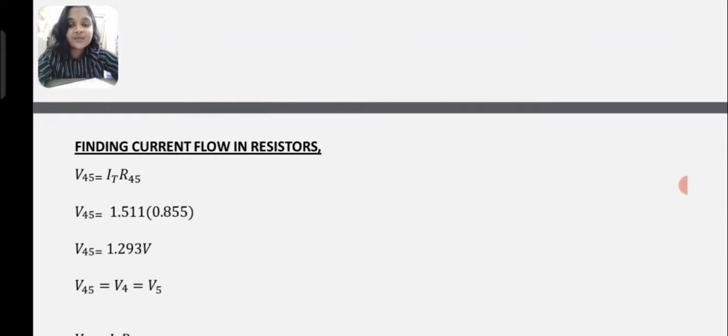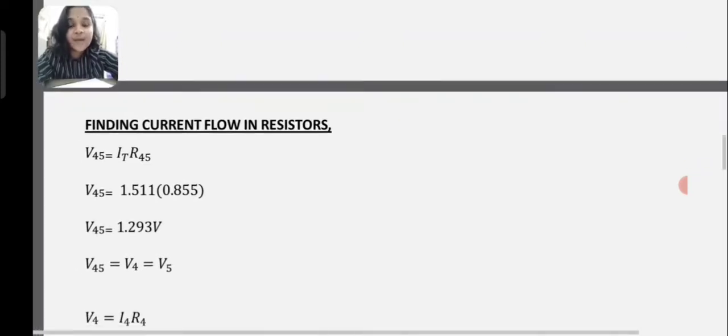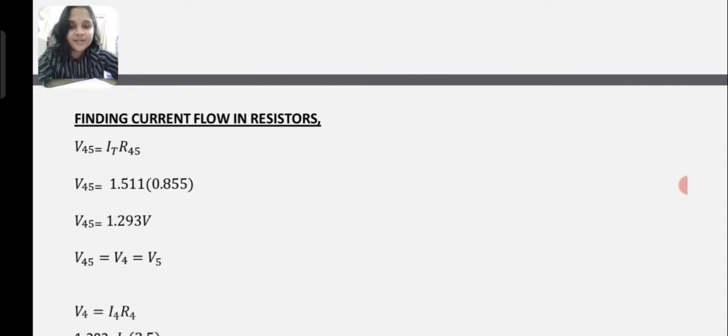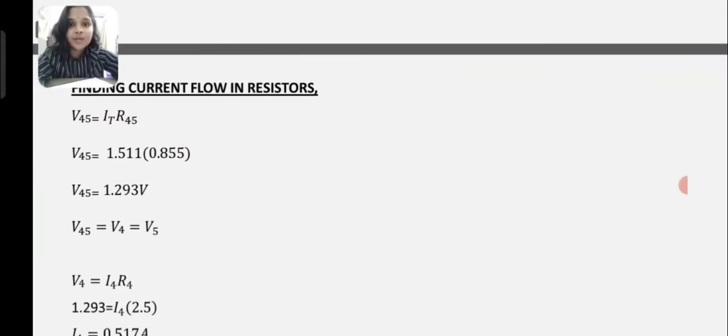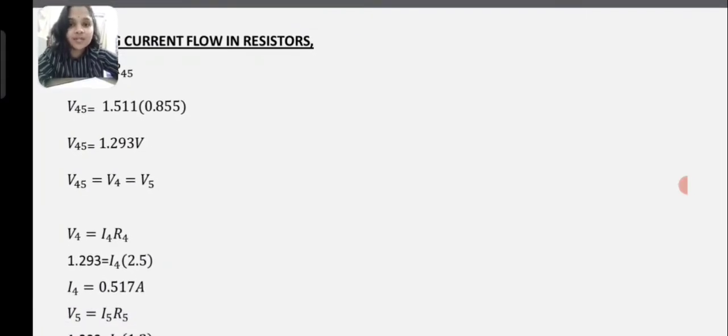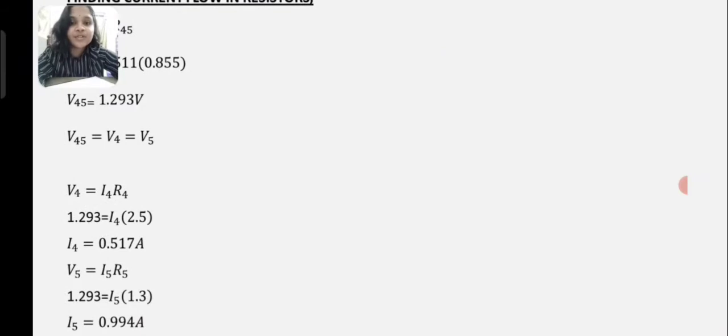So as we have already obtained the total current, now we can find the value of voltage at each resistor, V45 and V23, by using the same formula V equals IR. So V45 is equal to IT times R45, 1.511 times 0.855, we get the value of 1.293 volt. So we know for a parallel circuit, total voltage is the same as in each resistor. Thus V45 is equal to V4, so we obtain the voltage of V4 as 1.293.